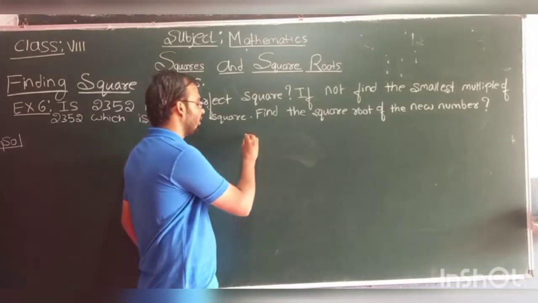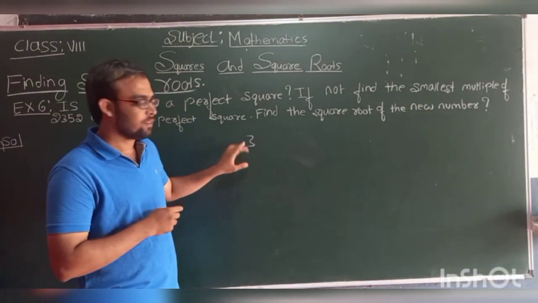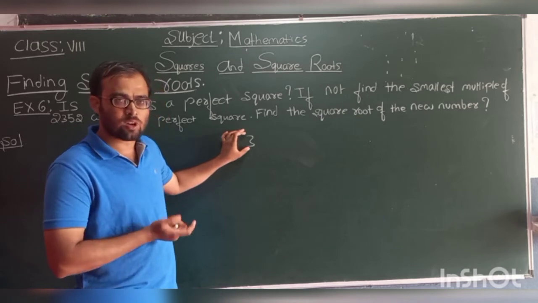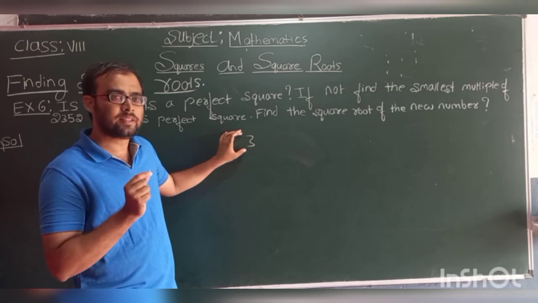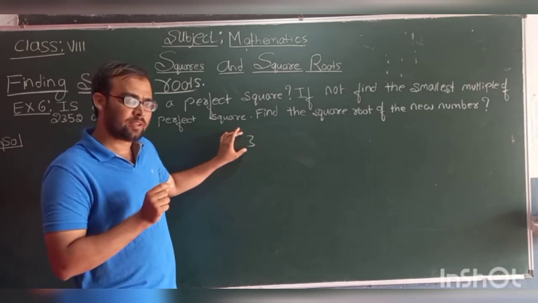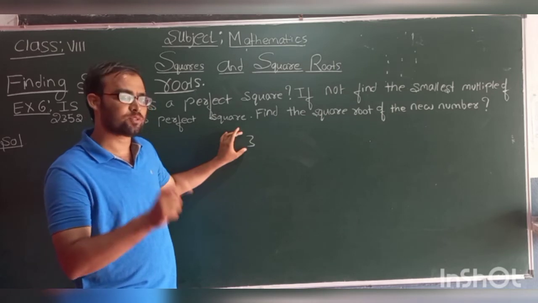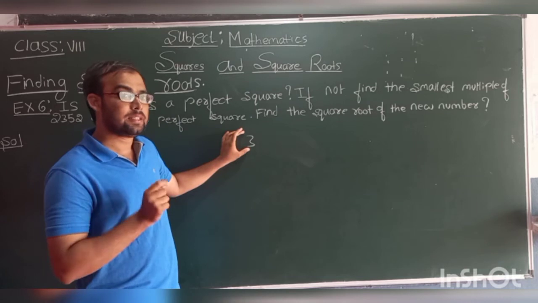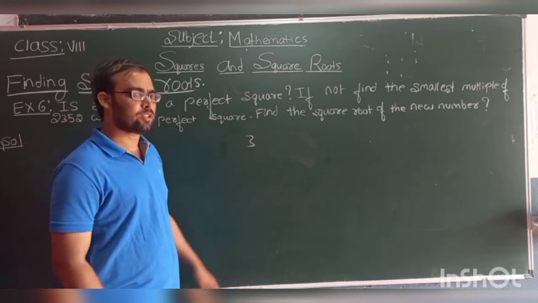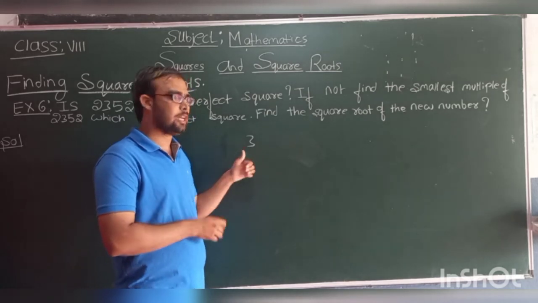Look here. If there is a number 3, they are asking whether this is a perfect square or not. If it is not a perfect square, then find the multiple of 3 that must be a perfect square. So here we need to find the smallest multiple of 3 that must be a perfect square. We know that 3 is not a perfect square.